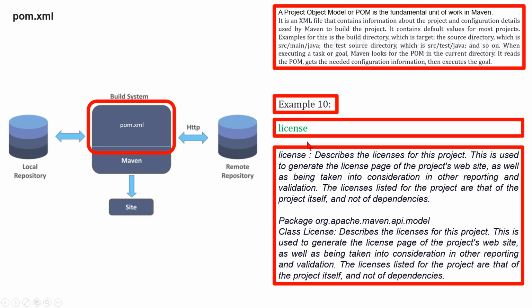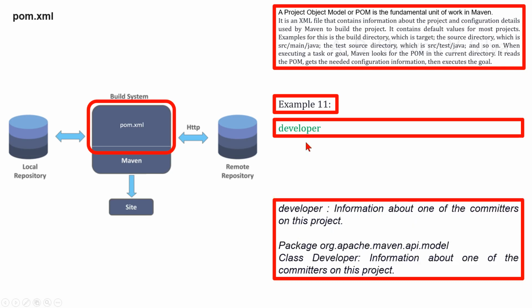The class License in package Maven.api.model describes the licenses for this project. This is used to generate the license page of the project's website, as well as being taken into consideration in other reporting and validation. The licenses listed for the project are that of the project itself and not of dependencies. Developer, information about one of the committers on this project. The class Developer in package Maven.api.model, information about one of the committers on this project.